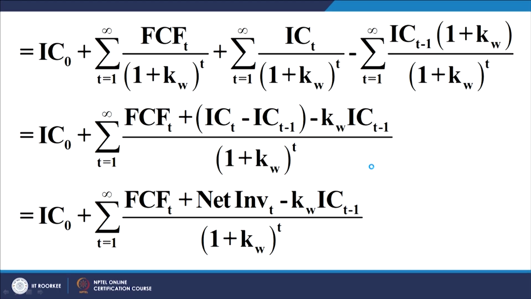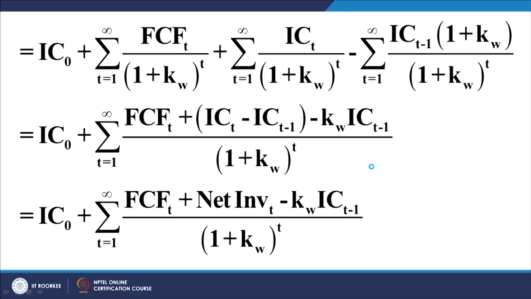Therefore, the quantities within the summation are renumbered accordingly. IC t will now become IC t minus 1, because the summation index has been changed from 1 to infinity. So, because we have to include IC 0 also, we start summing from t equal to t minus 1, that shift is there, and in the denominator we had 1 plus k to the power t plus 1, and this will now become 1 plus k to the power t.